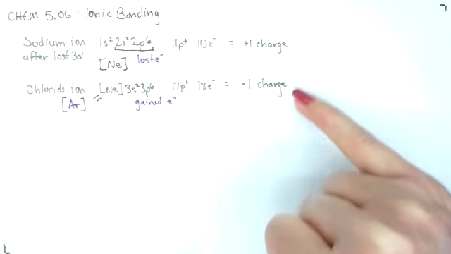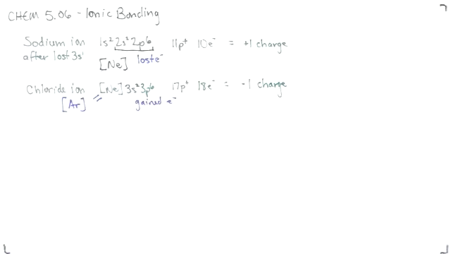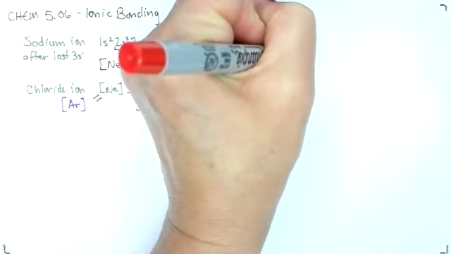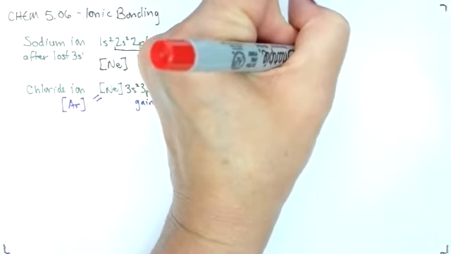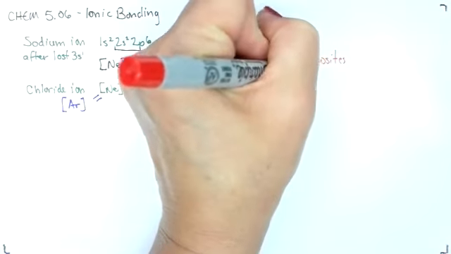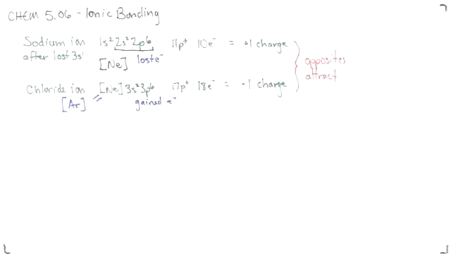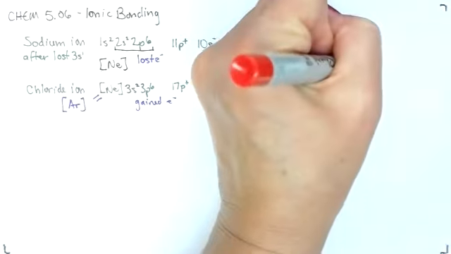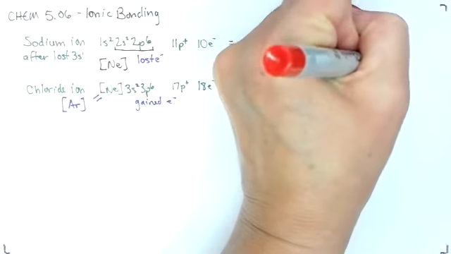But what ends up happening is we have these opposite charges. Guys, what do opposites do? Opposites attract. Anytime you have positive charges and negative charges hanging around, they're going to attract each other. And that's what happens here. It's the attraction between the opposite charges. So this results in an ionic bond.